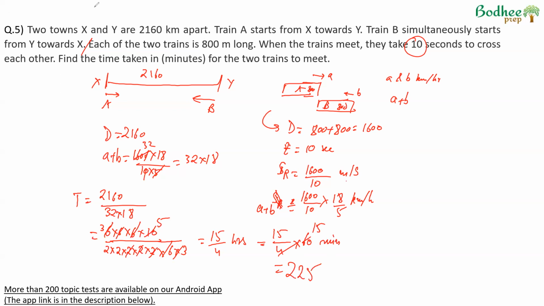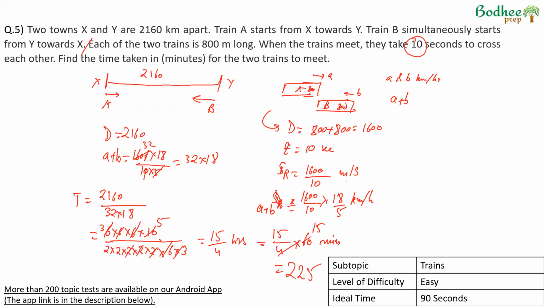Again, a trains-based question, I'd say in terms of concept, not a very difficult concept. We know the distance traveled when two non-point objects cross each other. From there, we get an idea of the relative speed. And then the basic application of relative speed to find the time required to cover a distance. Should be able to solve this question in about 1.5 to 2 minutes. Easy in terms of level of difficulty.